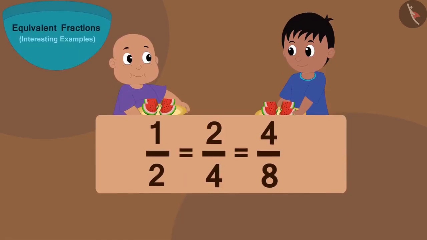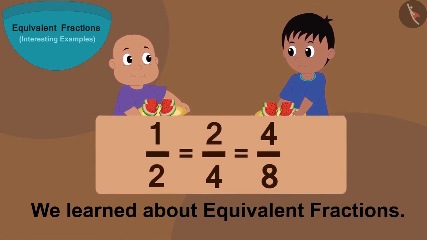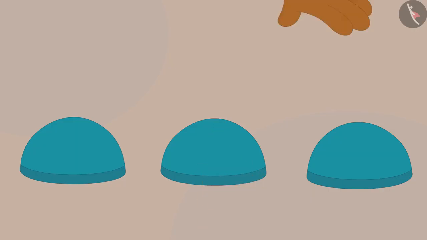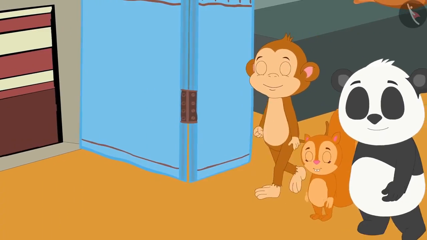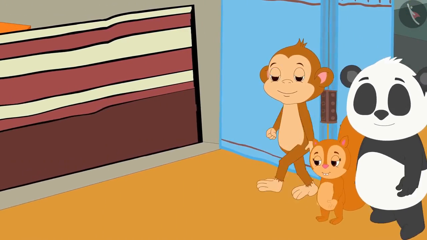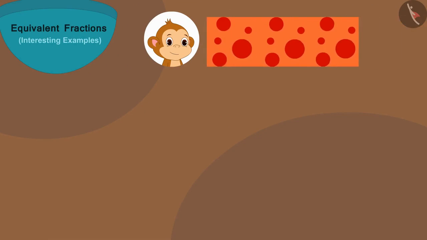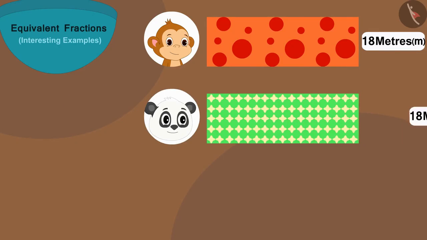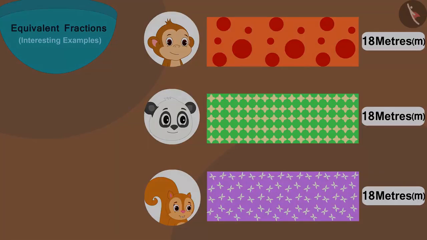Hello children! In the previous video, we learned about equivalent fractions. In this video, we will see some interesting examples of this. Today, Babban, Golu and Chanda have come to buy clothes from Barbole uncle's shop. Babban bought an 18-meter cloth of this design. Golu bought an 18-meter cloth of this design. And Chanda bought an 18-meter cloth of this design.